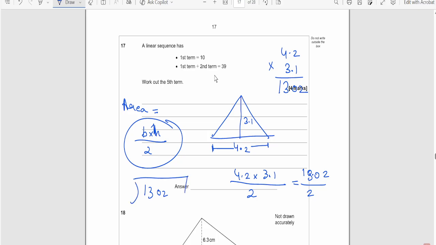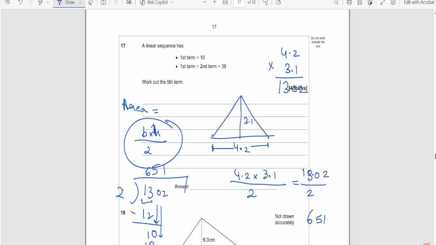1,302. This is what you got. If you divide it by 2, does 13 come in the 2 times table? So we do 12. 2 times 6 is 12. Then we subtract 13 minus 12, 1. Then we take the 0 down. Does 10 come? Yes, it's 5. Then we take the 2 down, which is 1. So the answer is 651.